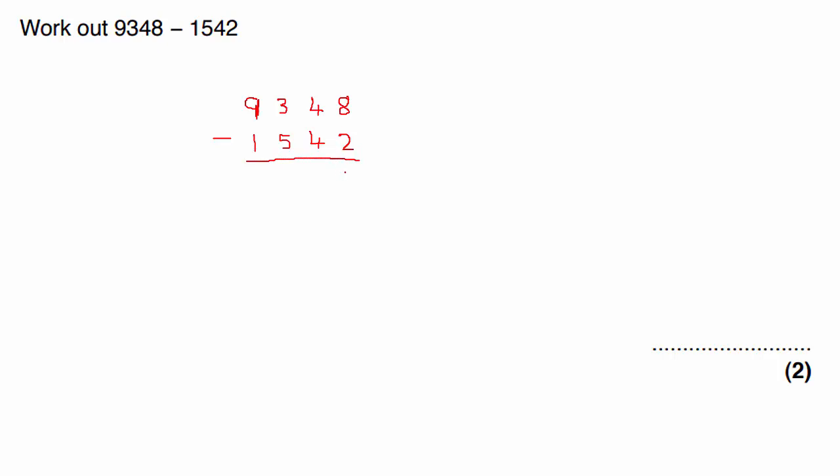Working from units first, 2 from 8 gives us 6, 4 from 4, 0. 5 from 3 we can't do, so we need to borrow again. We borrow 10, it now becomes 5 from 13, which is 8, and 1 from 8, 7. So no different from doing it with 3 digits really. Probably is a bit more important to make sure it's lined up and written accurately the more digits we have, as there's more scope for getting it wrong and subtracting from the wrong columns or whatever.